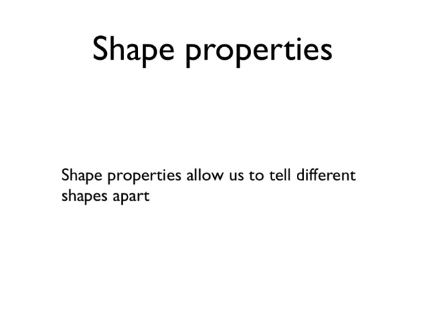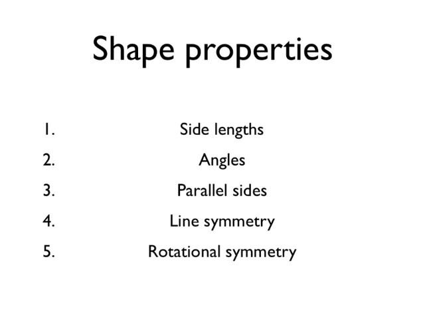So in the previous two examples we've been able to tell shapes apart and distinguish between shapes using their properties, and it's the properties of the shapes that allow us to tell different shapes apart. There are 5 main properties that we can describe about a shape.